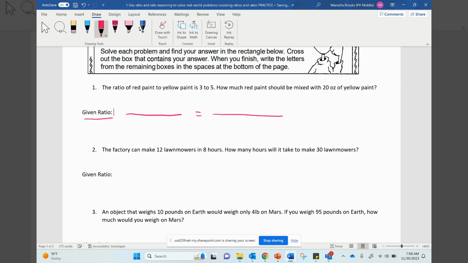Remember, the given ratio is the ratio they give us. So they say red paint to yellow paint is 3 to 5. So red paint is first, so that means the 3 is first. So we're going to say 3 red paint. And then it says yellow paint is 5. So 3 to 5, red to yellow, that means red is 3, yellow is 5. So 5 yellow paint.